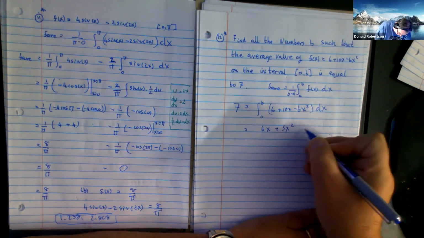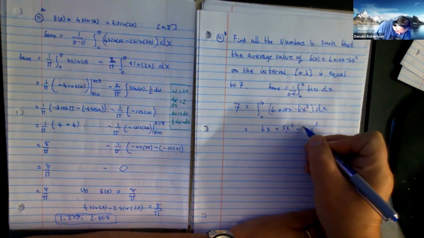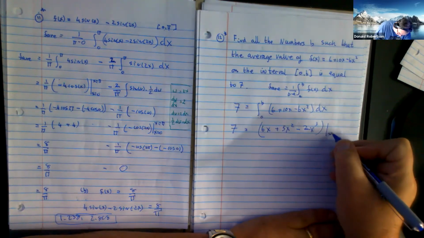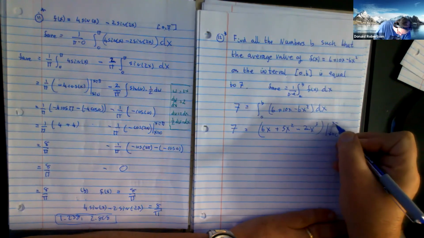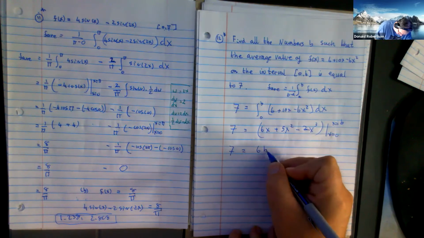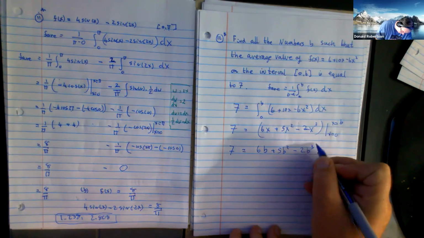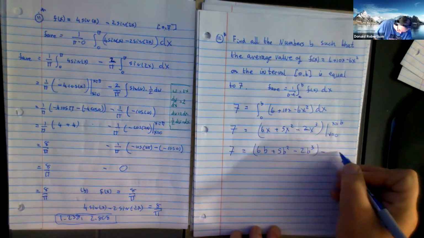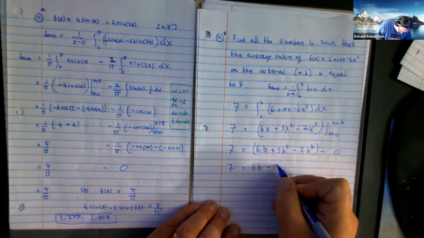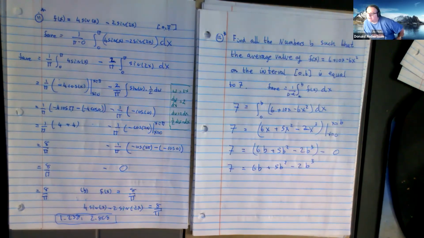5x squared. You get, oops, take away 2x cubed. And evaluated at 0 to b. And we get 6b plus 5b squared, take away 2b cubed, minus a whole load of nothings. And we're now at that point, yeah. Great.